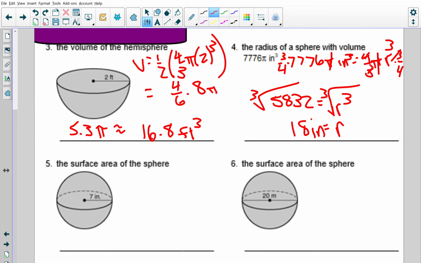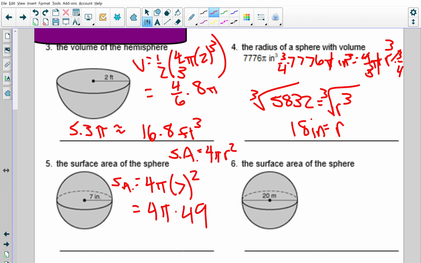So for surface area, that's like if you wanted to paint the outside of the sphere, that surface, we know is 4 pi r squared. Well, that's simple. 4 pi r squared. 4 pi times 49. And 49 times 4, I could do in my head, but I'm being a slacker, is 196 pi inches squared.